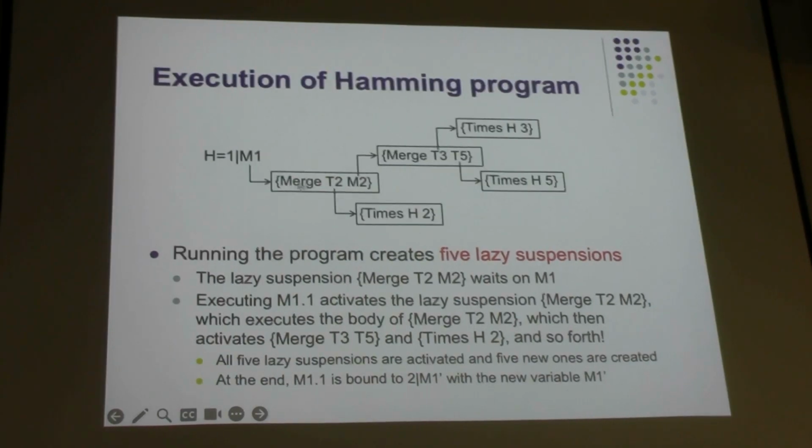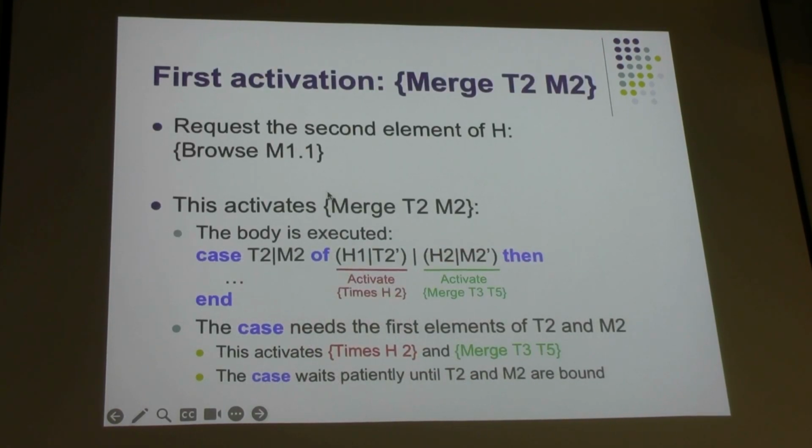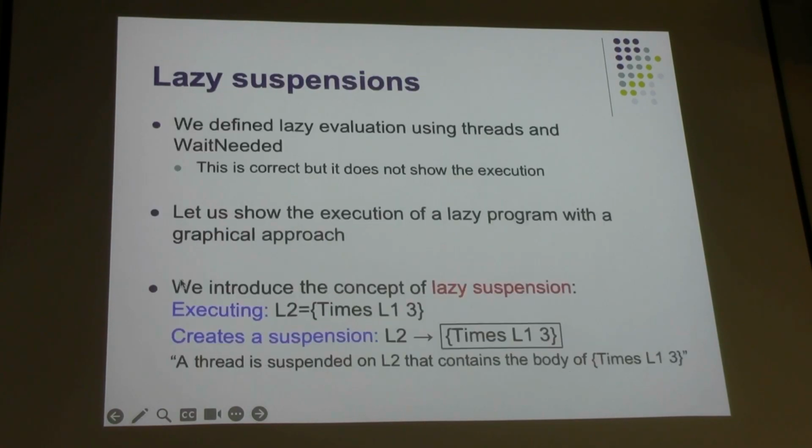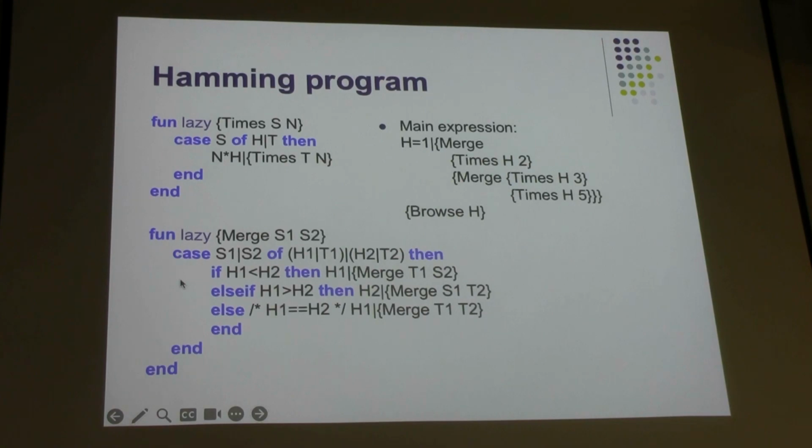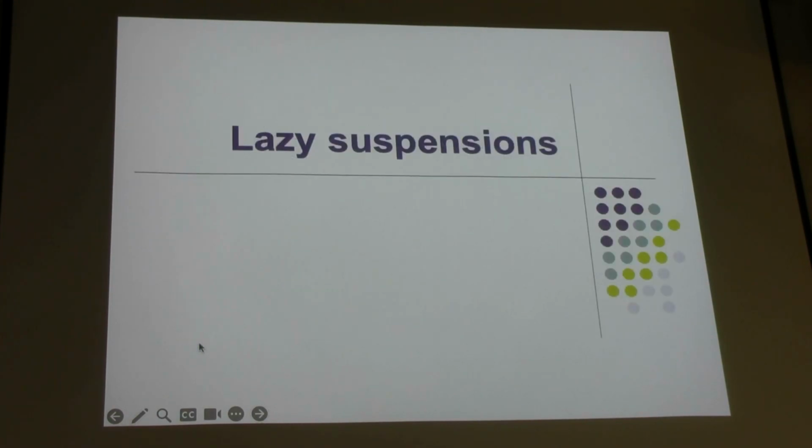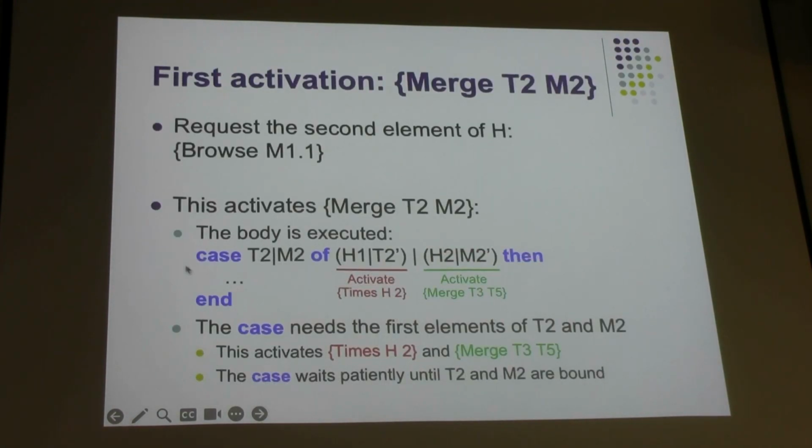Now this body itself has a case statement, so let me show you a little bit more detail. So let's say I do this, browse M1.1. The dot operation will cause the lazy suspension attached to M1 to execute. So that's very easy, it means that the body of this function is executed now. So here's the body. I can go back and show you. The body is just the body of the function that you can see here. So the body is executed.